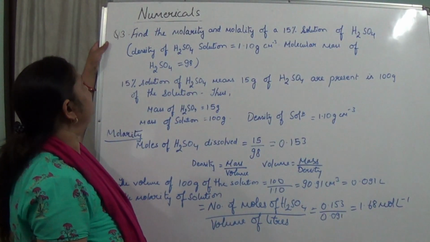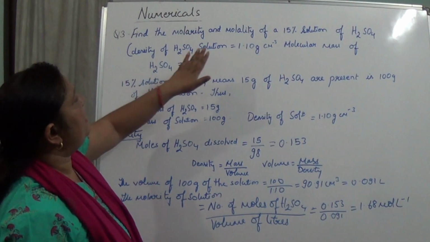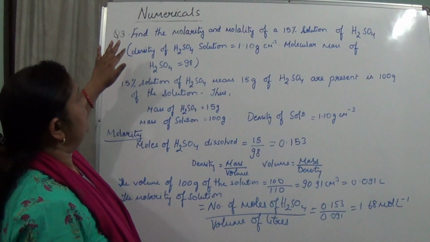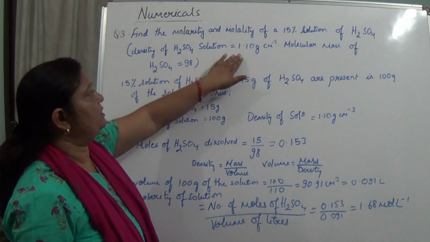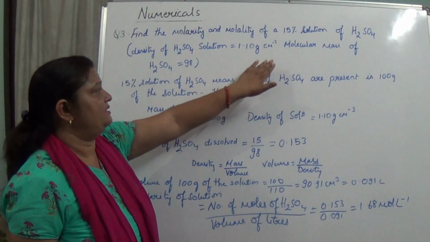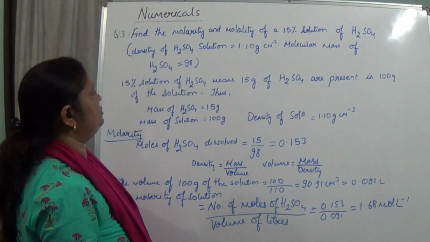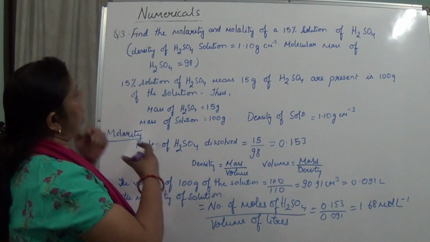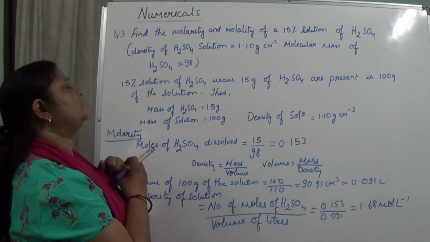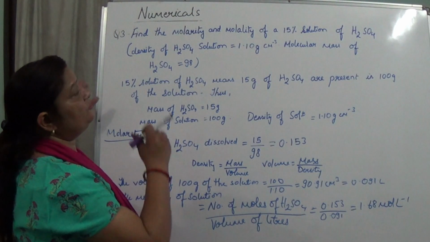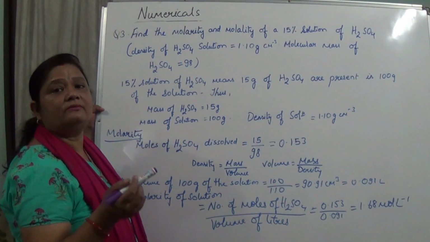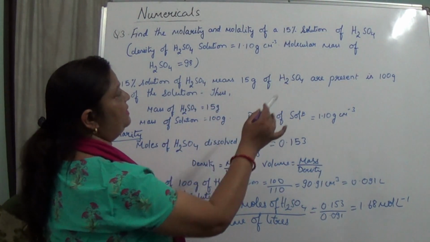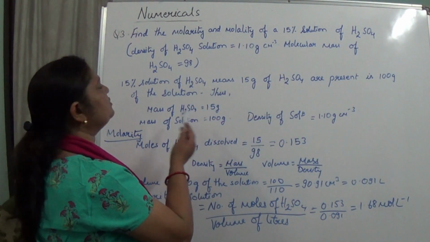Now question number 3. Find the molarity and molality of 15% solution of H2SO4. The density of H2SO4 solution is 1.10 gram per centimeter cube. Molecular mass of H2SO4 is 98. So what has been given in the question? 15% solution of H2SO4. This 15% we will now convert into grams. So 15 grams of H2SO4 are present in 100 grams of the solution.